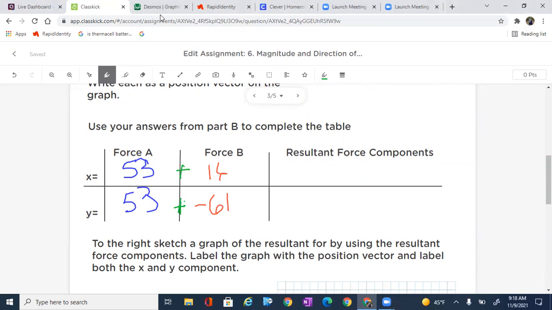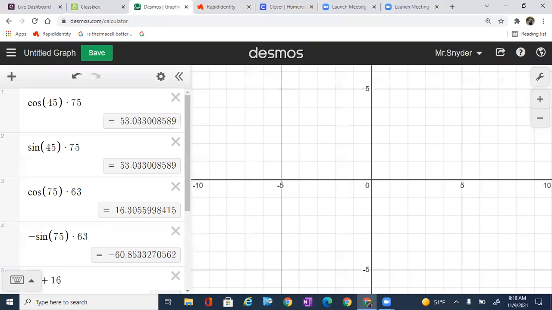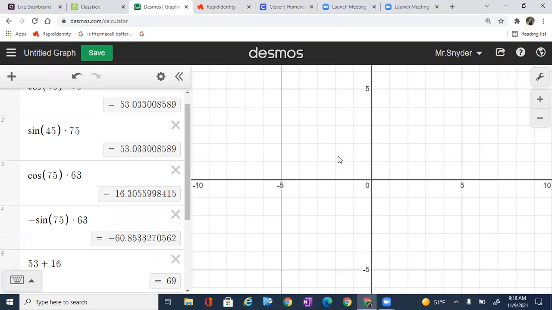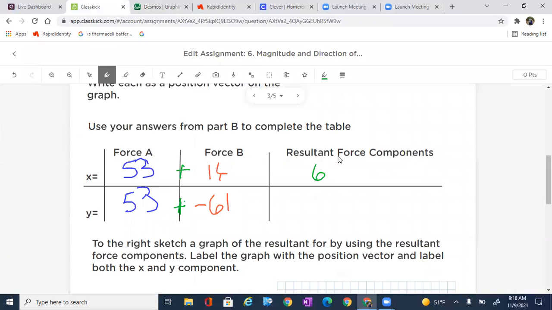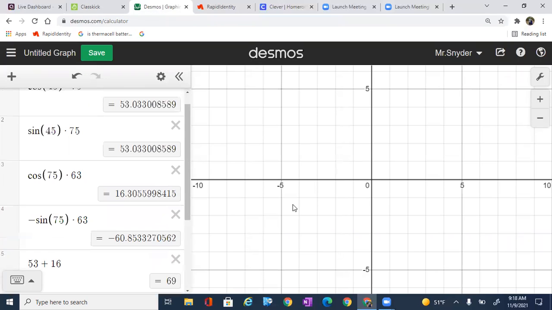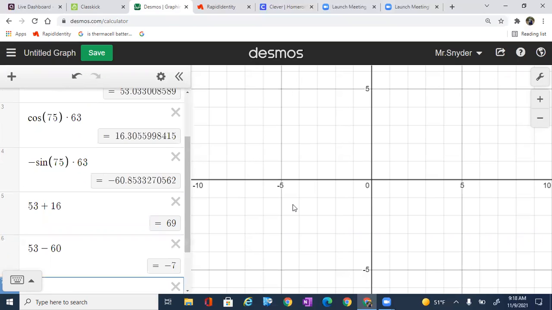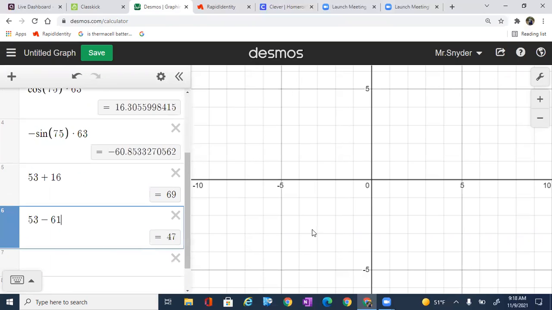So let's go back to Desmos. We type that in. So I'm going to get 53 plus 16, which is going to be 69. Okay. And then we're going to do 53 minus 61, and that is negative 8.